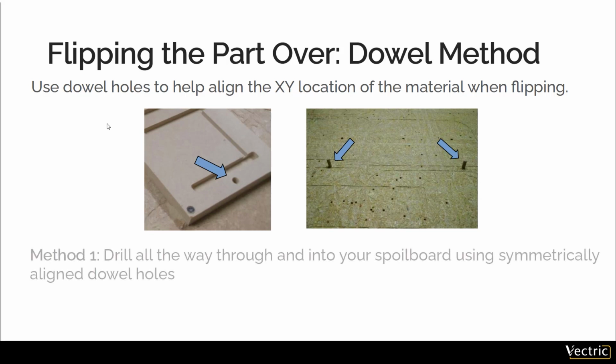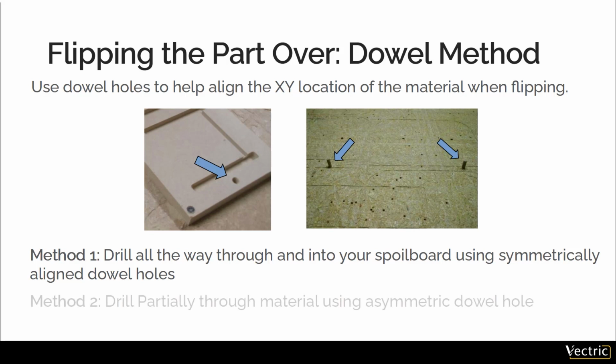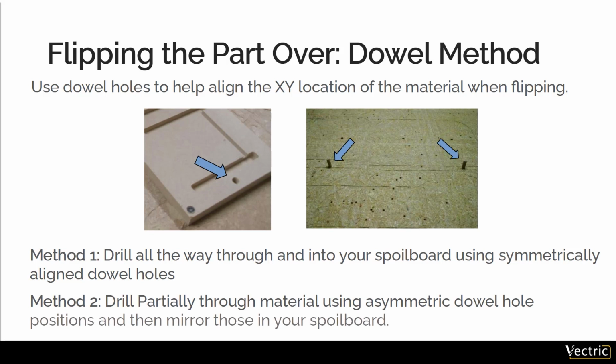Now there are two ways to approach this. Method 1 is to drill or cut all the way through your material into your spoil board and using symmetrically aligned dowel holes. Method 2 is to drill or cut partially through the material using asymmetrical dowel hole positions and then mirror those in your spoil board. Let's have a look at both of these methods.